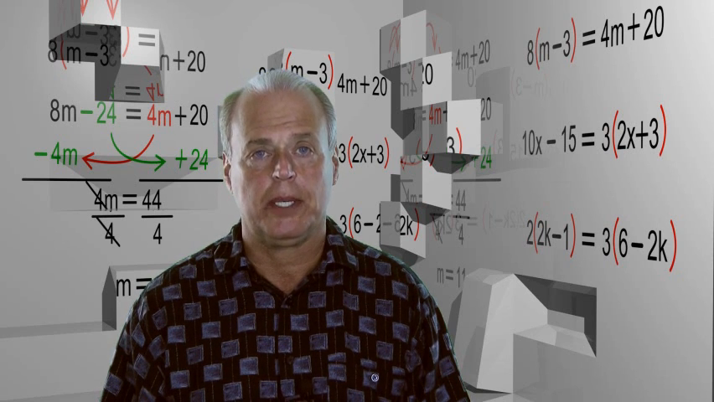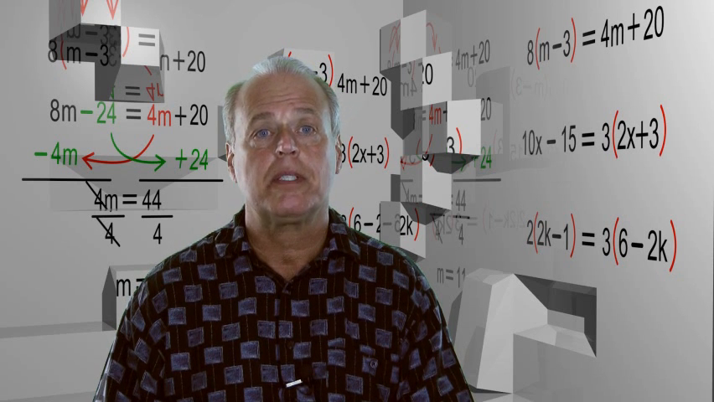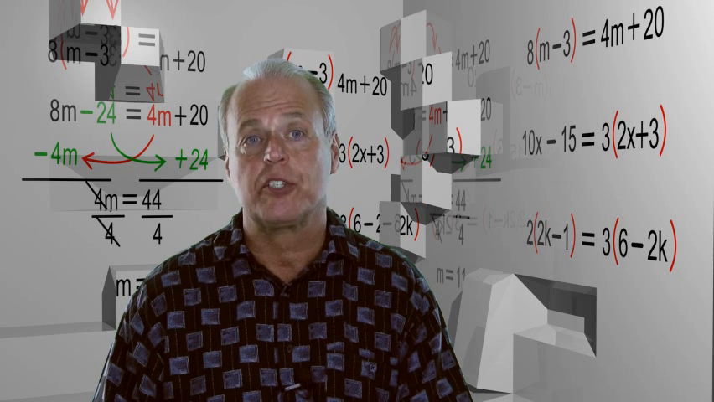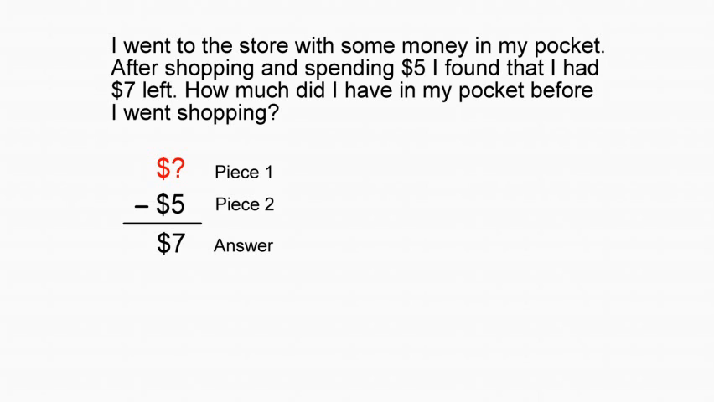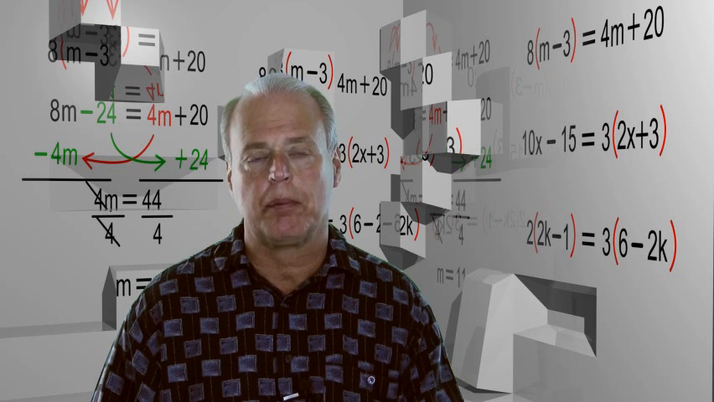Let me change the problem a little bit. I went to the store with some money in my pocket. After shopping and spending $5, I found that I had $7 left. How much did I have in my pocket before I went shopping? Again, this is similar to the previous problem, except now it's not a straightforward subtraction problem. It's still a subtraction problem, but only now I'm given one piece of the problem and the answer, and the other piece is missing. And as in the other problems, this can also be written horizontally like this. This is more typical of an algebra problem, and remember, that's what I said algebra is, just solving arithmetic problems.